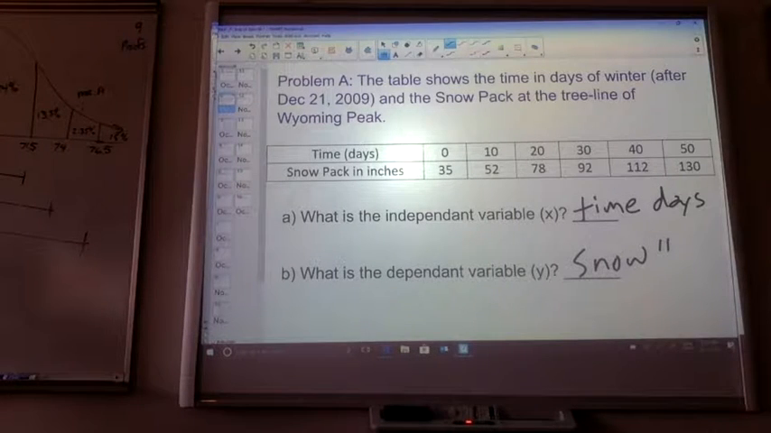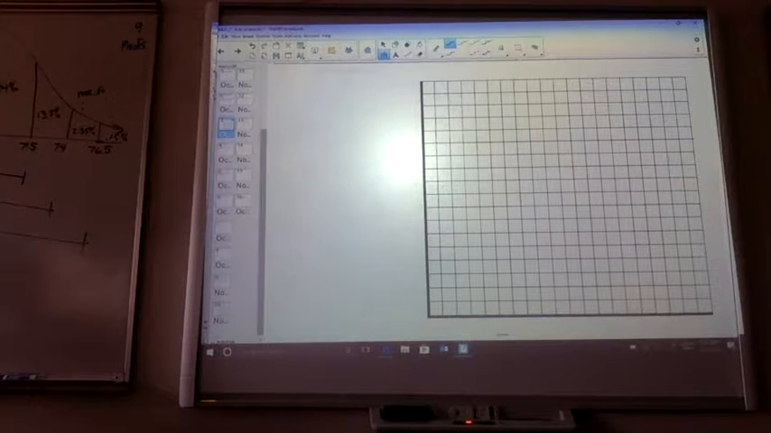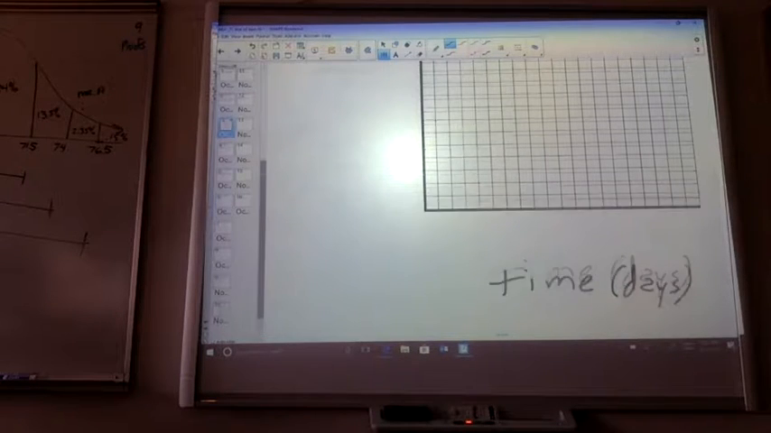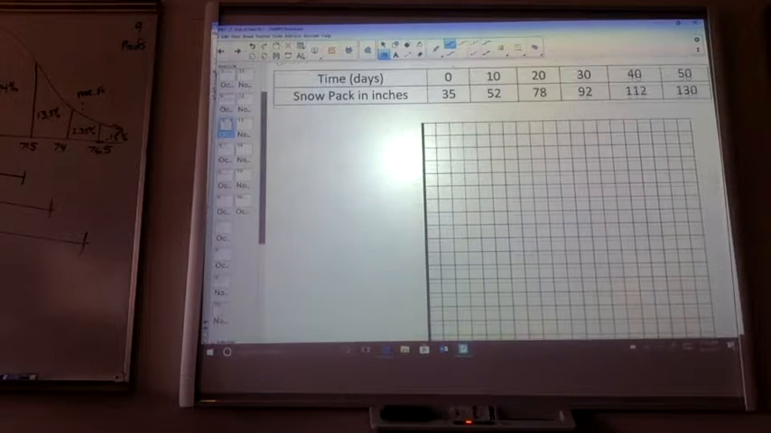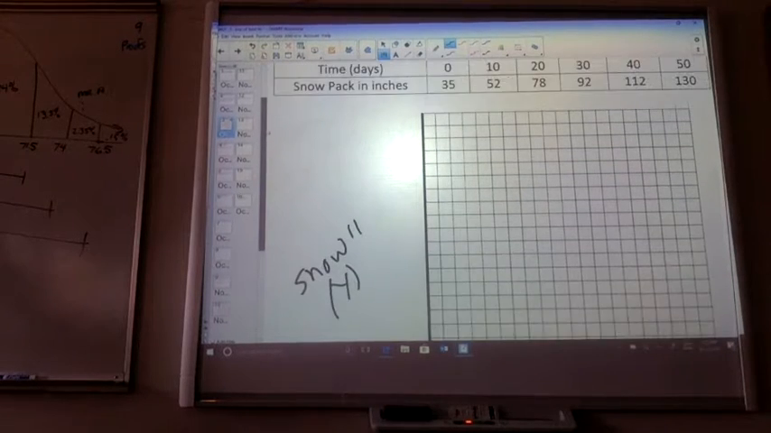All right, so our independent is our x value we said was time. Okay? So we said this is time down here. And this was in days. Okay? And then snowpack in inches, this. Okay? So this is our y component, this is our x component. Agree?